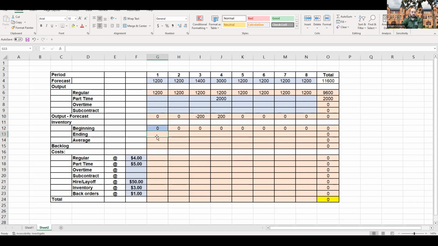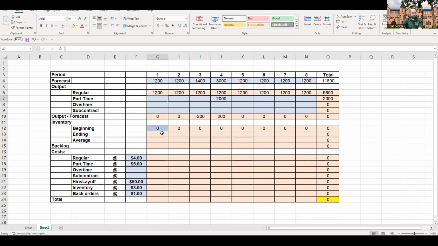Okay. So the quiz question, I mean, that's really all there is to it. Doing it by hand. Average, you would just do beginning plus ending equals average, right? Backlog would be equal to the value of ending. If ending was negative, you just turn it into a value of backlog. Otherwise, it's 0. Regular production, you're just doing $4 times this, $5 times this, etc.